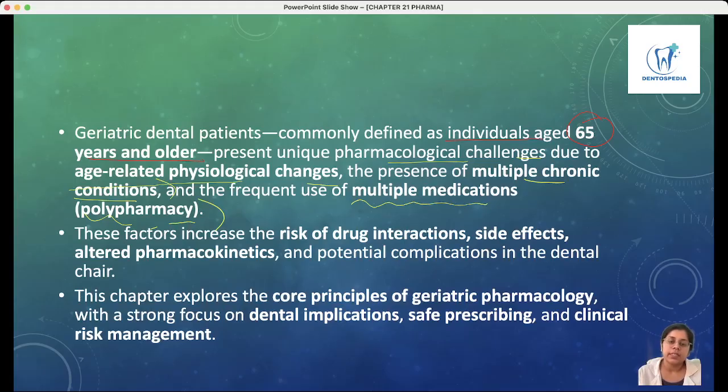These factors increase the risk of drug interactions, side effects, altered pharmacokinetics, and potential complications in the dental chair. This chapter will explore the core principles of geriatric pharmacology with a strong focus on dental implications, safe prescribing, and clinical risk management.